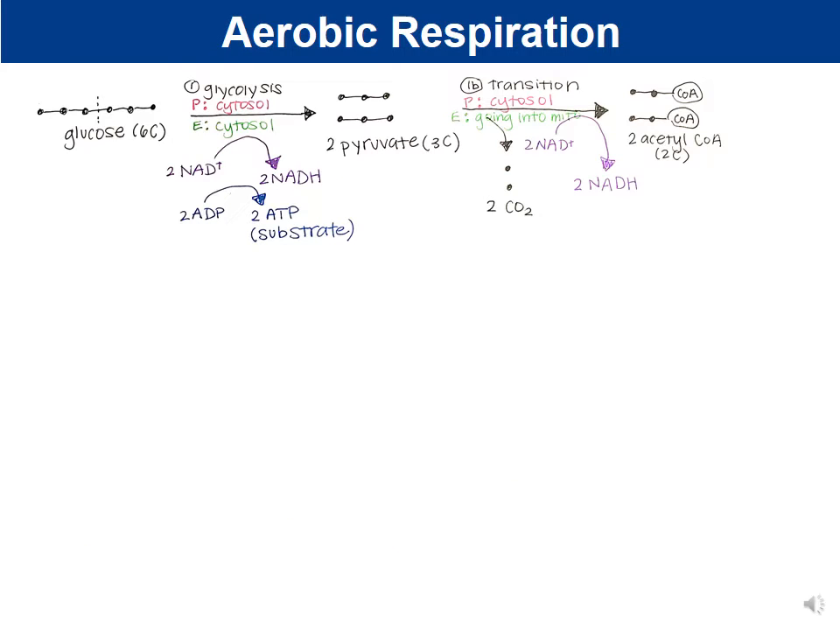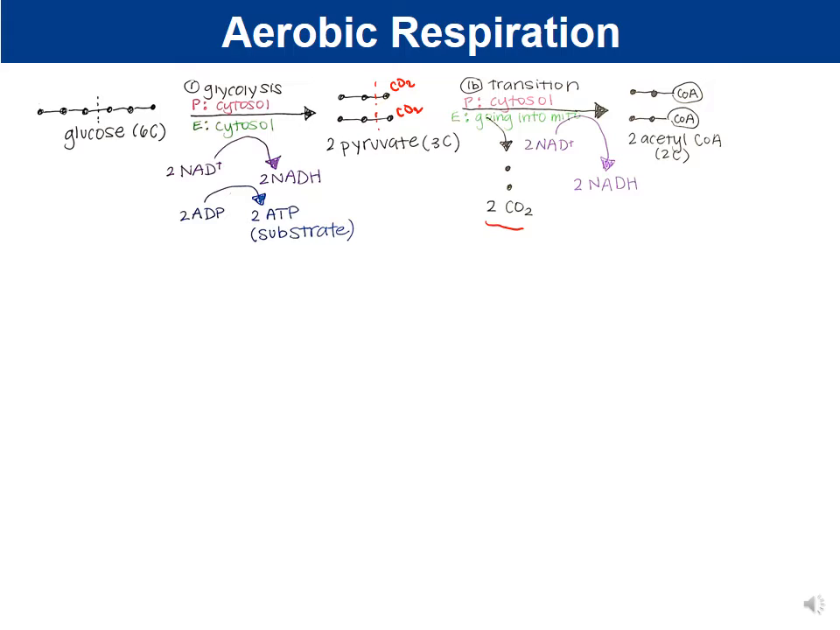So if we look at our diagram, we're adding on. So here are the pyruvates that formed from glycolysis. And so what's going to happen now is we are going to break those bonds. That's where the 2 CO2s came from, right? So this is going to be a CO2, and this is going to be a CO2. So there's my 2 CO2s that get produced.